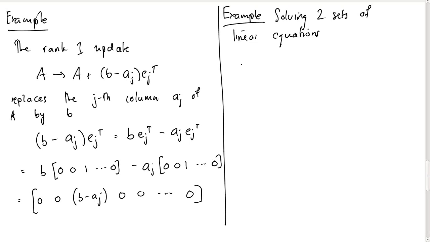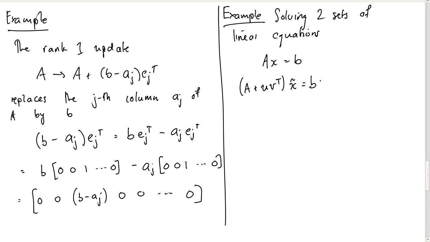Okay, so let's say we want to solve these two equations here. Ax equals b. We want to solve that. And we want to solve A plus uv transpose x tilde. I was going to give it a different name. x tilde equals b as well. Okay, so how do we do that?